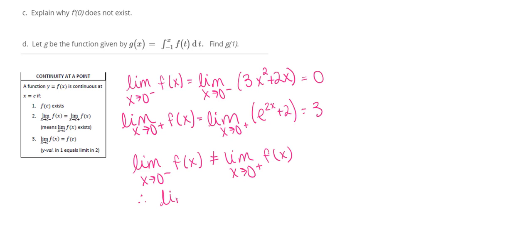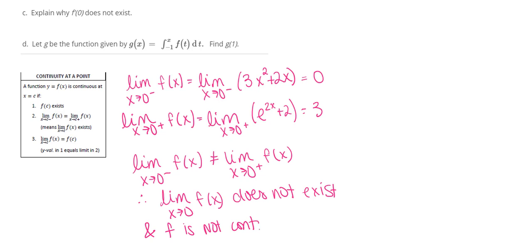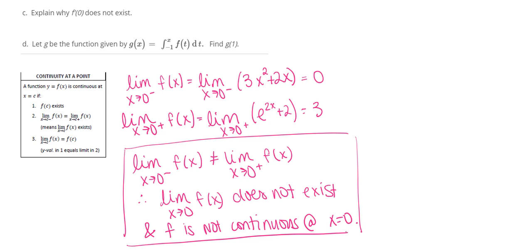Therefore, the limit as x approaches 0 of f of x does not exist, and f is not continuous at x equals 0, because we have some sort of jump discontinuity there. Now remember that the AP test is going to grade down to wherever they see a box, so make sure you have some sort of organization in your work. So we're proving that the limit of the left-hand side and the right-hand side are not equal. Therefore, there is some sort of discontinuity, and the limit doesn't exist.